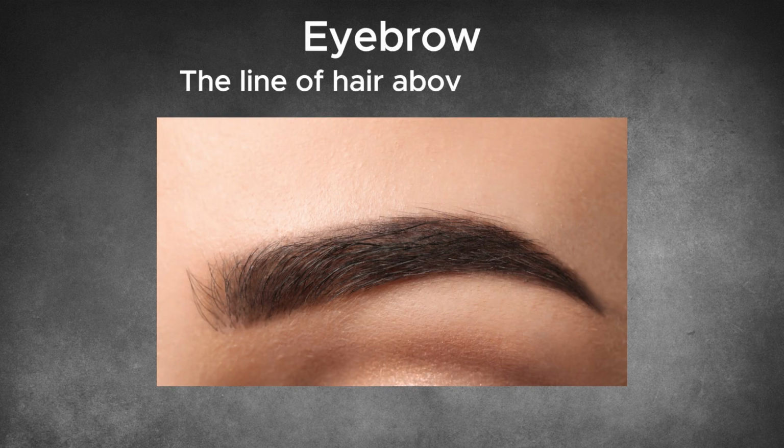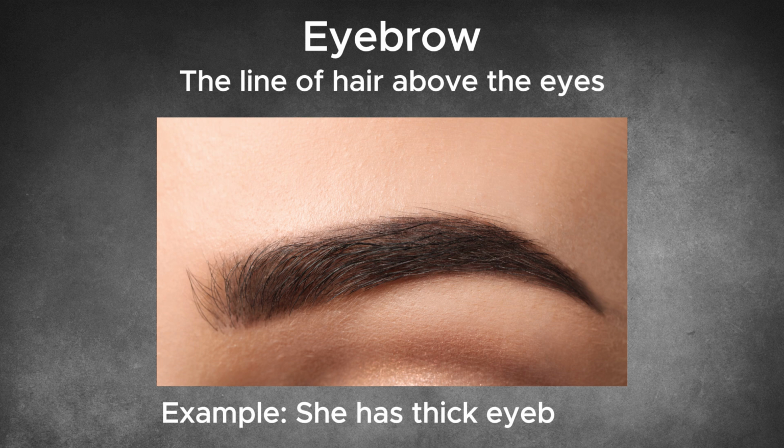Eyebrow. Eyebrow. The line of hair above the eyes. Example, she has thick eyebrows.